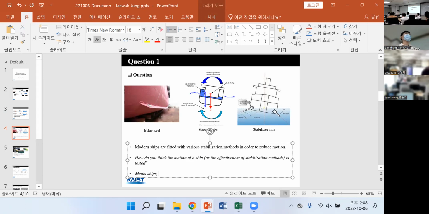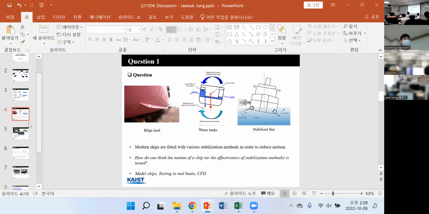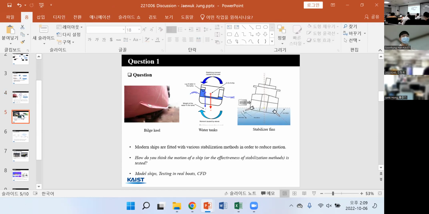Do you have any more ideas? Put them on the real boat and test it. Okay. We can do a simulation. Computer simulation. Okay. What software? Okay, so anyways, these are very good opinions.